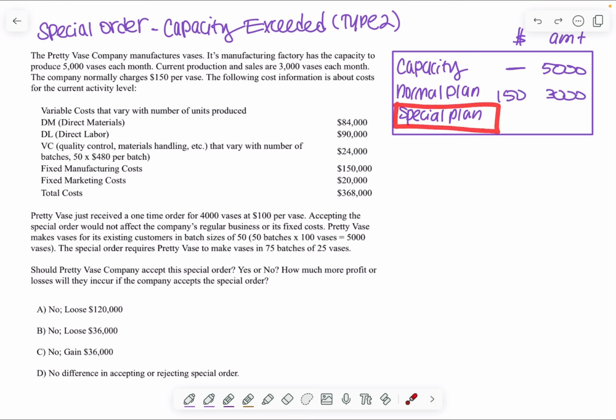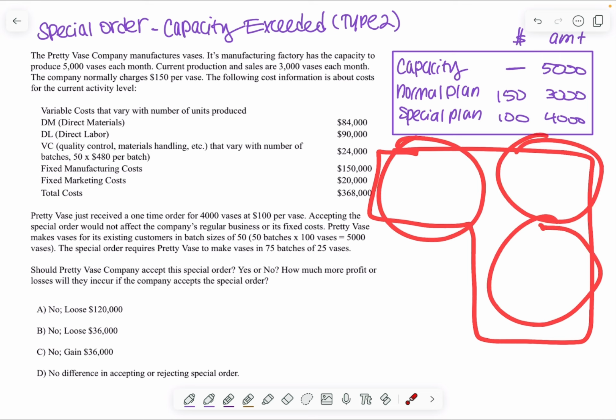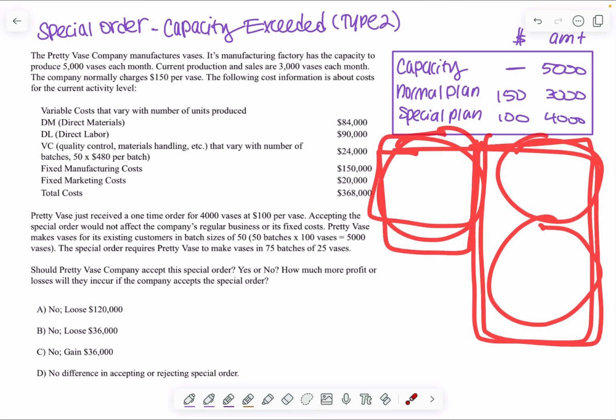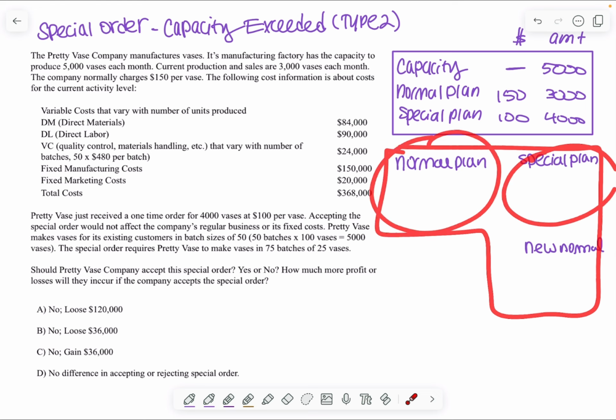And then what's our special plan? What are we doing for the special order if we do accept it? Well, if we do accept it, we're going to be doing an order for 4,000 vases selling at $100 each. Now, as soon as I hear special order and I know it's a type 2 capacity exceeded type of problem, I'm going to remember my little Tetris shape. I'm going to have one thing here, and one thing here. So this section over here is going to represent how much money we're getting if we don't accept the special order. And then these two together are going to represent how much money we're going to get if we do accept the special order. So again, our little Tetris shape, we have our three little sections.